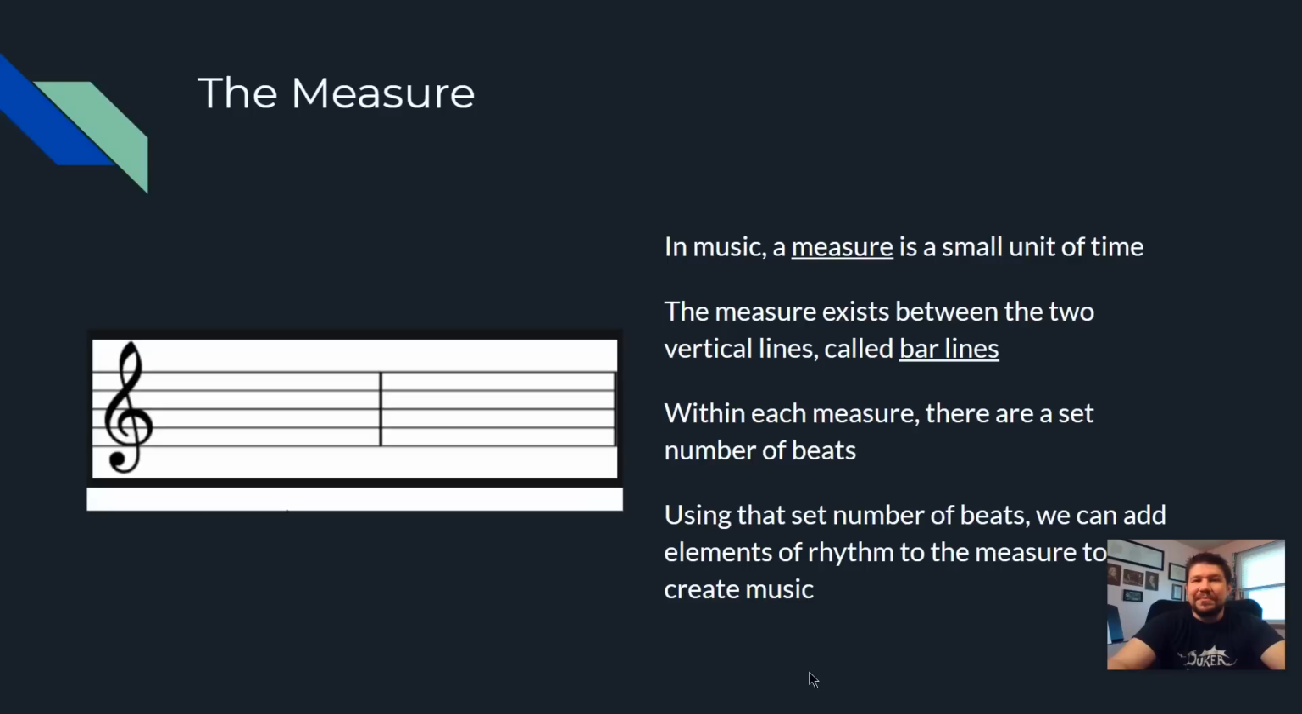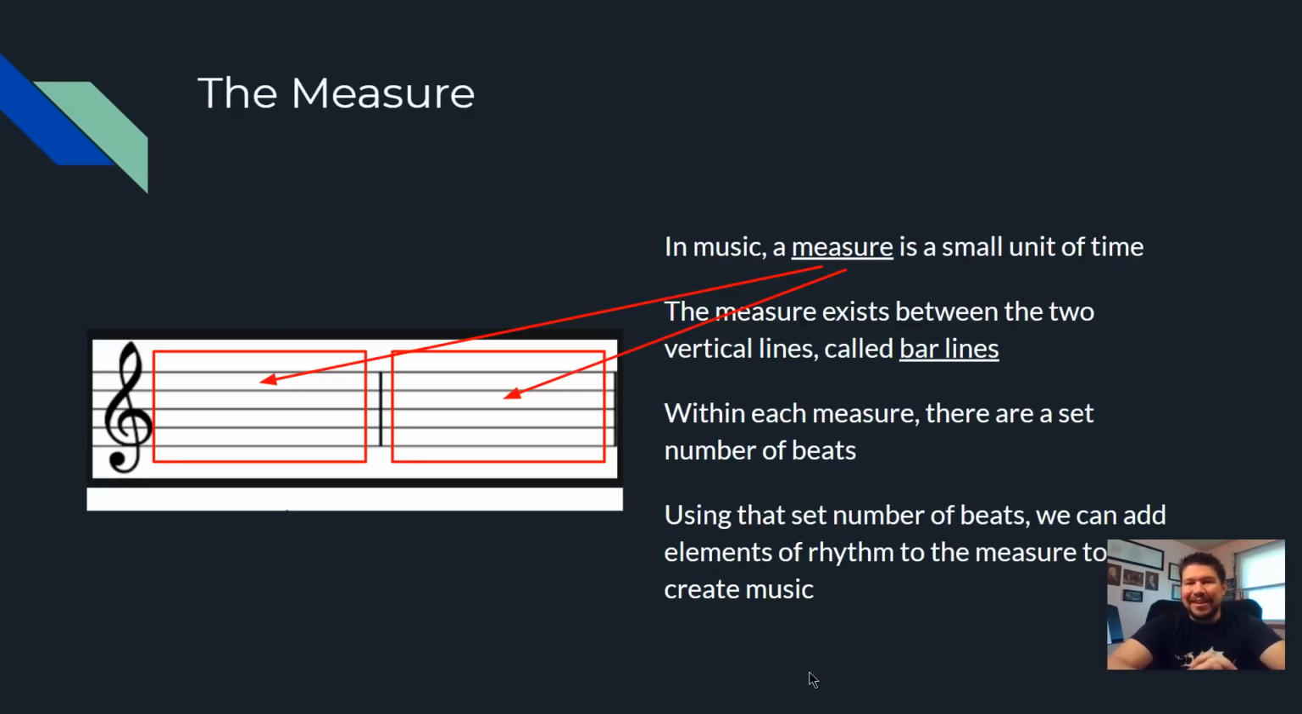So let's dig in. The first thing we're going to touch base on here is something called a measure. So in music, a measure is a small unit of time. So make sure you remember that right there, folks. Measure is a small unit of time. Measures are inside those red boxes right there. Now, in real music, you're not going to have red boxes showing you where the measures are. This is just done to highlight where they are for the purposes of this screen recording so you can learn.